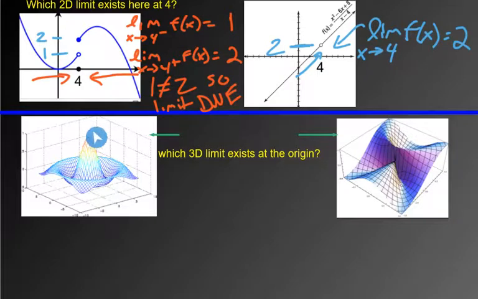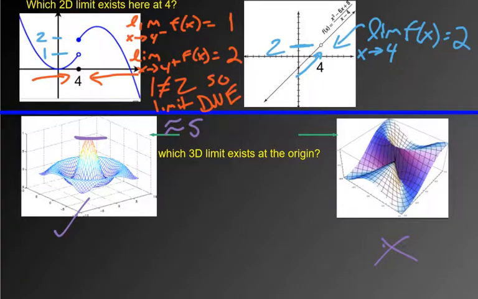And this mountain flower petal thing, no matter which way you approach this peak as you come in on the surface, whether you come in straight up that way, or from the side, or this way, or this way, no matter which direction you approach the origin, you always are nearing this peak right here, which I think is about 5 in Z. So that limit, this one is good. This one is not good.